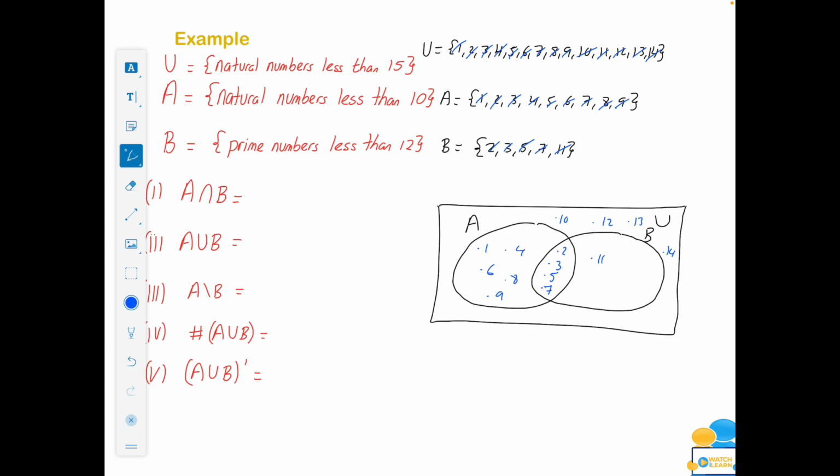So A intersection B, that means what's in A and B together. So there are numbers in the middle here. So 2, 3, 5, and 7.